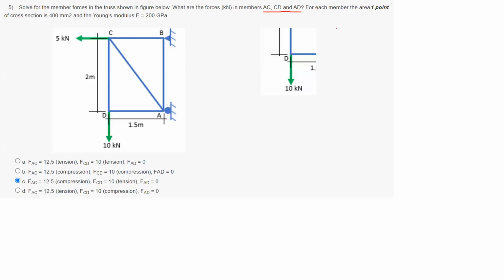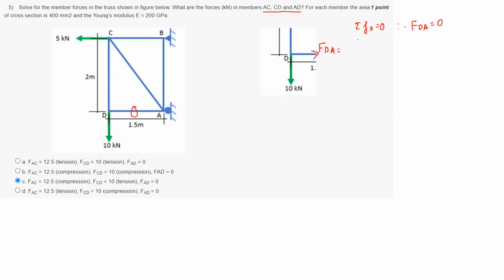Now we will first consider joint D. Why have we considered joint D? Because we have two unknowns: one is the force in DA, another is the force in CD. Now you can see in the X direction, we have only the force FDA. Therefore, if we apply summation Fx = 0, we get FDA equal to 0. So the force in member DA is 0.